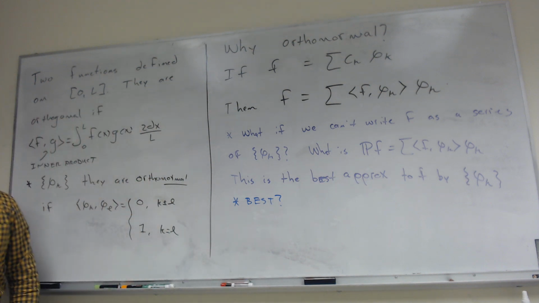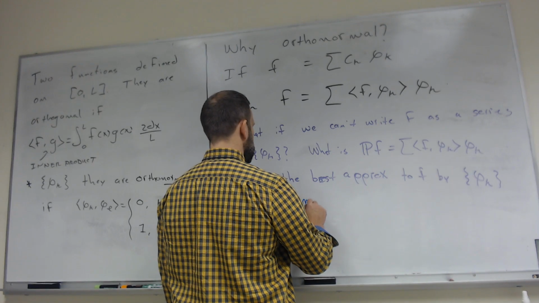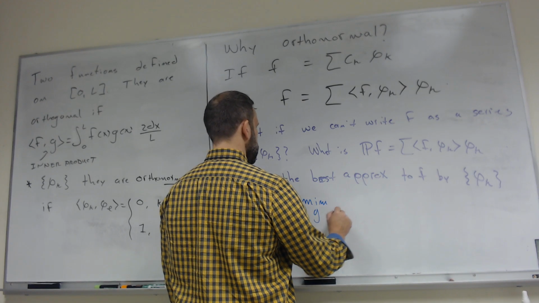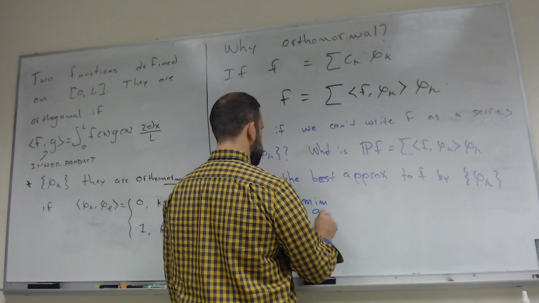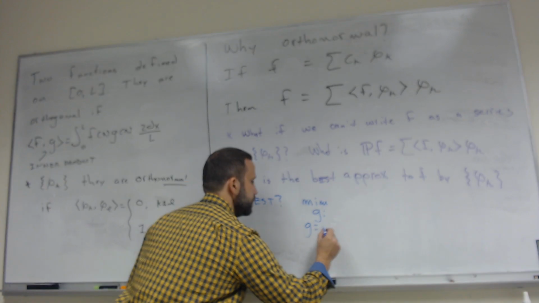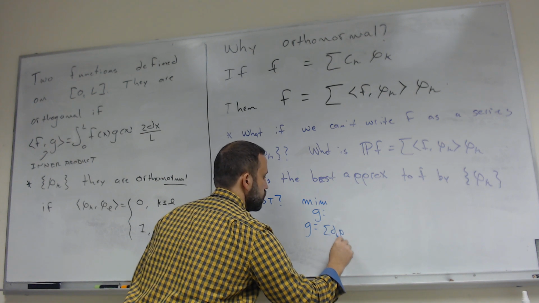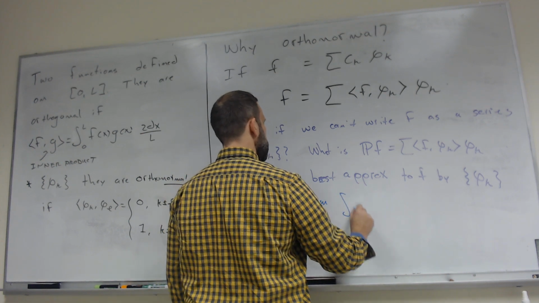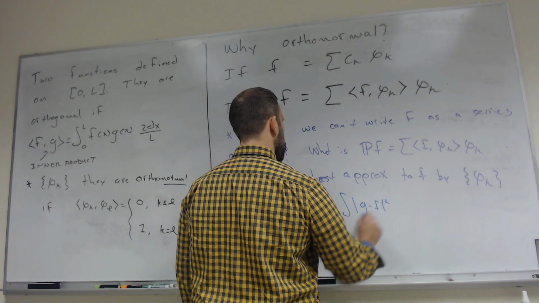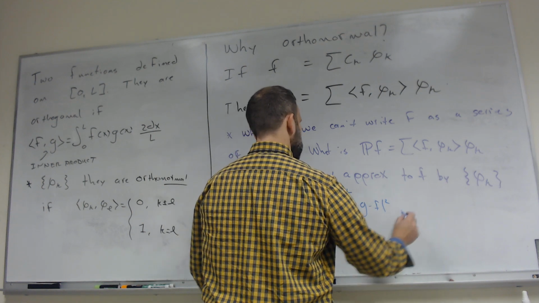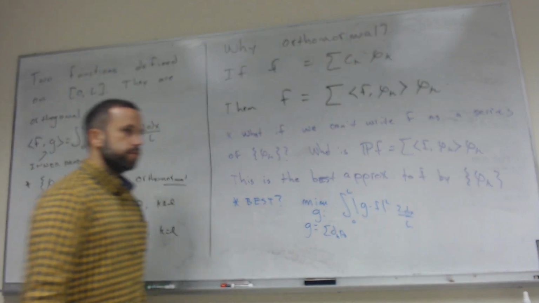So what is the best approximation here? Well, what it means is that I want to find the g that minimizes, such that g is equal to a linear combination of the phi k's. So I want to minimize the following thing: the integral of (g minus f) squared, going from 0 to L, dx over L.